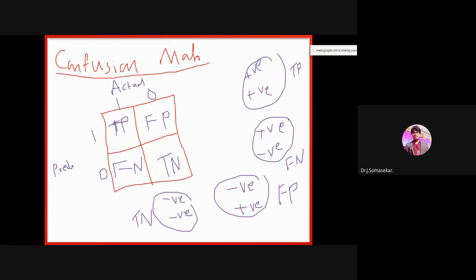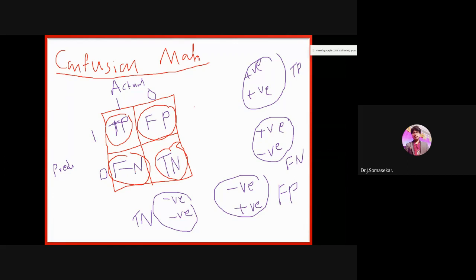So once again, you can see the terms. Actual data 1 means positive, 0 means negative. Predicted data means the model I have applied to the given test data, based on the classifier. TP means true positive: the person has COVID positive and the model also predicted COVID positive. Next, false negative: the person has COVID positive, but my model predicted COVID negative. Next, false positive: the person has COVID negative, but the model predicted COVID positive. Next, true negative: the person has COVID negative, and the model also predicted COVID negative. So this is the meaning of TP, FP, FN, TN.